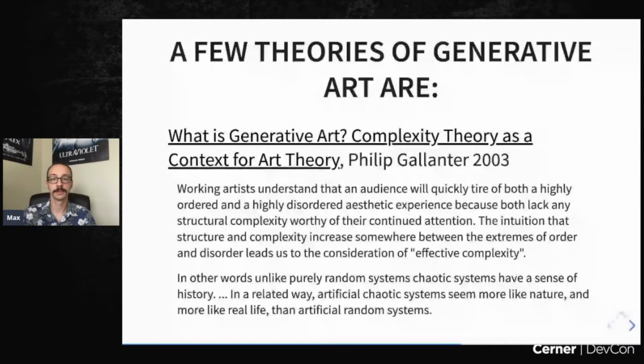And then finally, Philip Galanter proposes complexity theory as a framework for evaluating generative art. He says that both perfect order and perfect disorder are fairly boring, and computers are actually really good at both of those things. But what we really want for interesting and aesthetic art is a mix of order and disorder. That's what he calls effective complexity. So a human needs to get involved in order to coerce a computer to make some ordered pieces and some disordered pieces and combine them harmoniously.